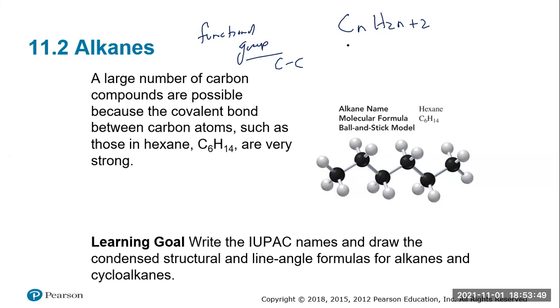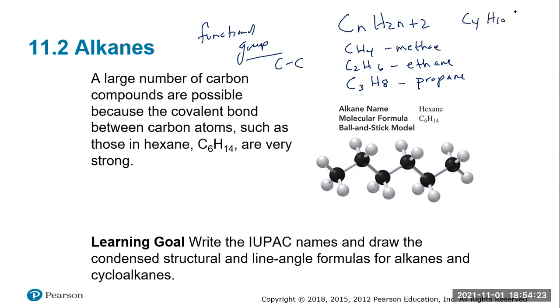Now, the first several alkanes are important to know. If you've got 1 carbon, that is CH4, methane. 2 carbons, 6 hydrogens is ethane, E-A-N-E. 3 carbons, and that would be 3 times 2 is 6 plus 2 is 8 hydrogens. That would be propane. 4 carbons would be 10 hydrogens. That would be butane, A-N-E.